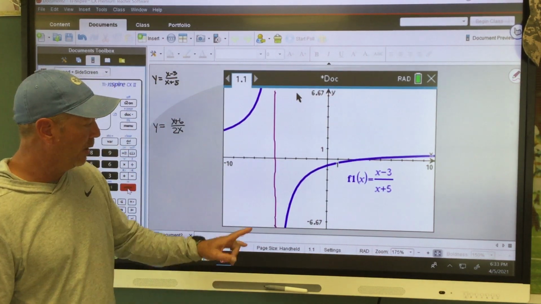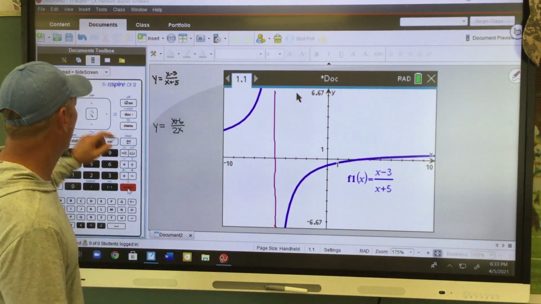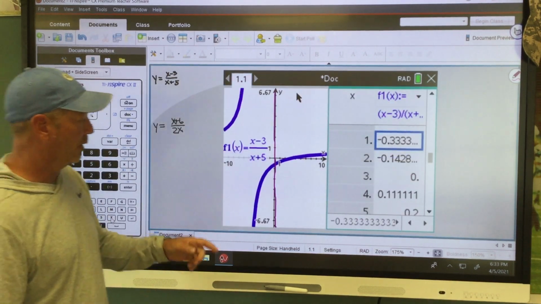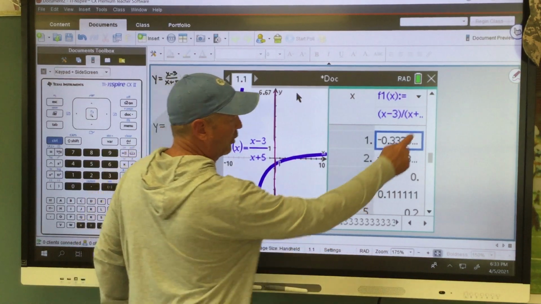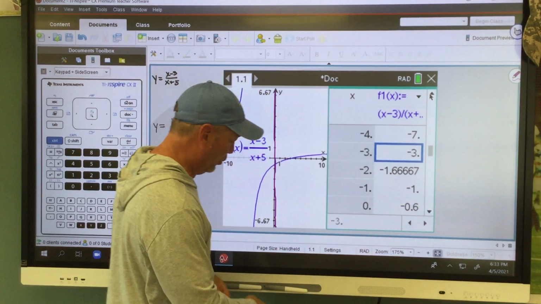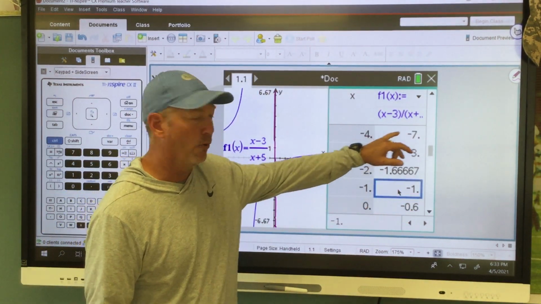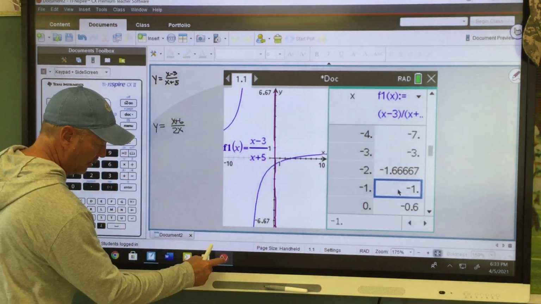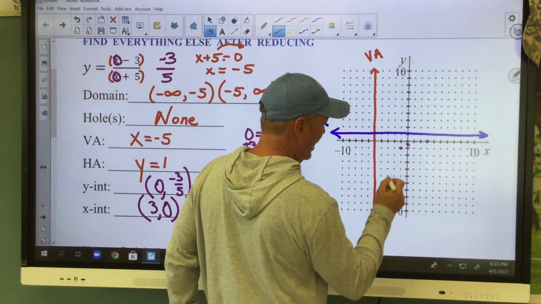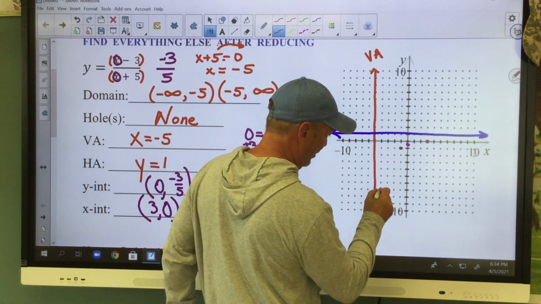Okay? But the whole point of putting it in our calculator is so we can go to the table. So we're going to say Control T for table. And we want to get close to negative 5. We're going to cursor up a little bit. We're going to try some points that we can use. I'm going to use negative 1, and negative 4, negative 7. 1, 2, 3, 4, 5, 6, 7.